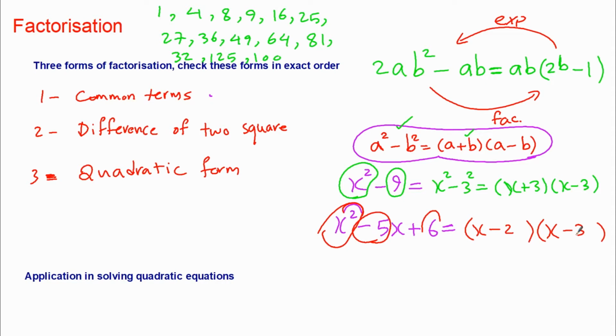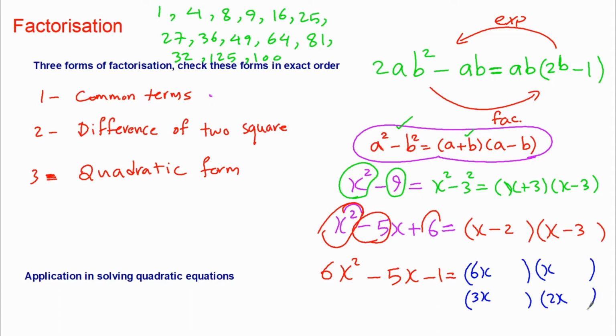Now, the other form of quadratic factorization is when we have a case, for example, like 6x squared minus 5x minus 1 equals 0. The difference between this example and the previous example is that we have 6x squared rather than x squared. So again, I can put two brackets in here. I could have 6x and x, or I could have 3x and 2x. Either of these would give me 6x squared in the beginning.